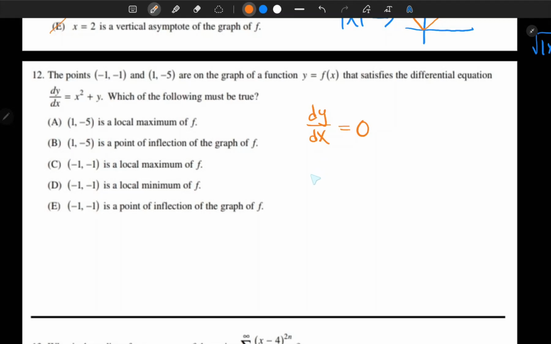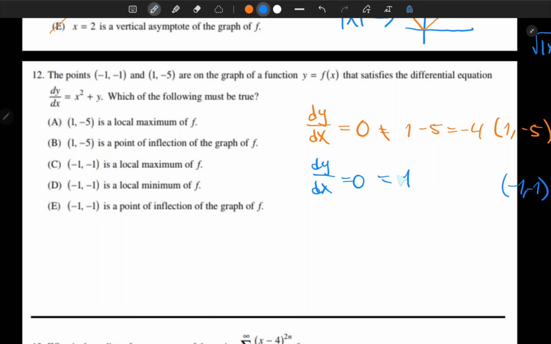Plugging in, we find that if we plug in for (1, -5), this thing is equal to 1 minus 5. So this is not equal to 0, because 1 minus 5 is equal to -4, which is not 0. Just to clarify, this is for (1, -5). If we have dy dx is equal to 0 for the point (-1, -1), if we plug in, we get x squared, so -1 squared, or 1.